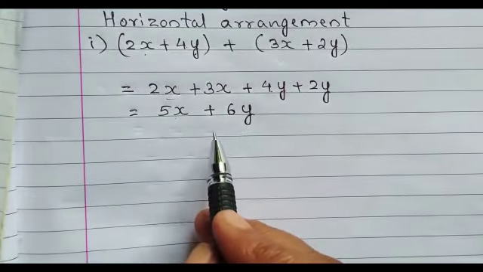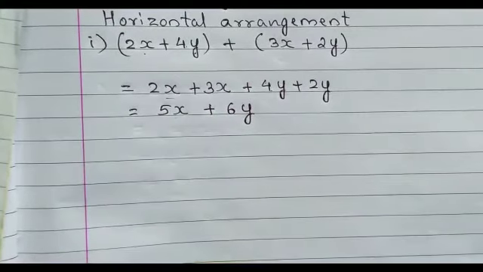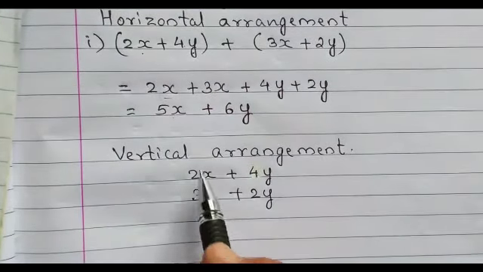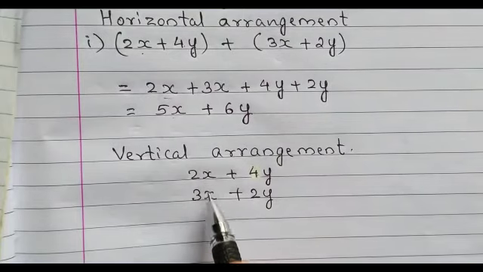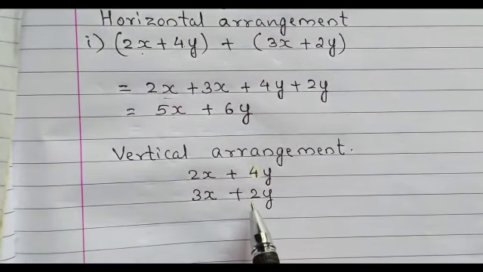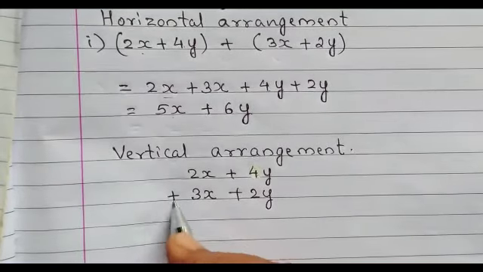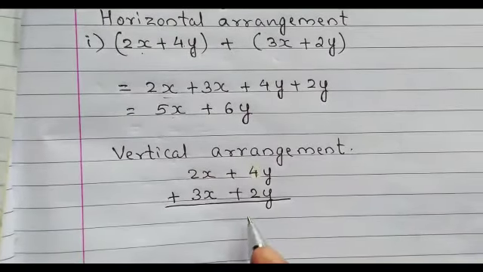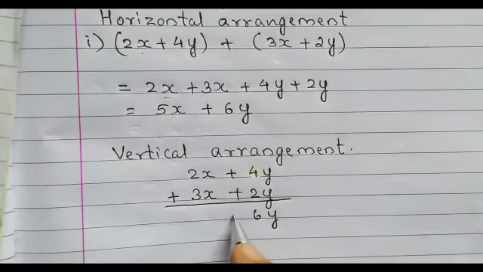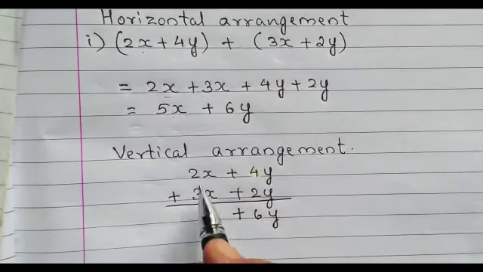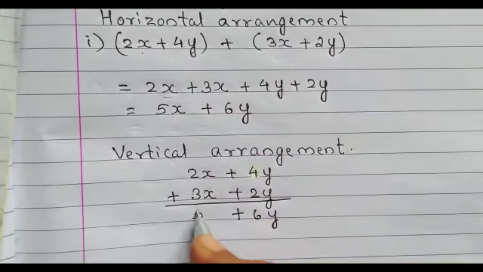Now the same sum let us do by vertical arrangement. So whenever you do vertical arrangement, arrange the like terms one below the other. And now you can do the addition. So 4 plus 2 is 6y. The sign is plus here. 3 plus 2 is 5x.